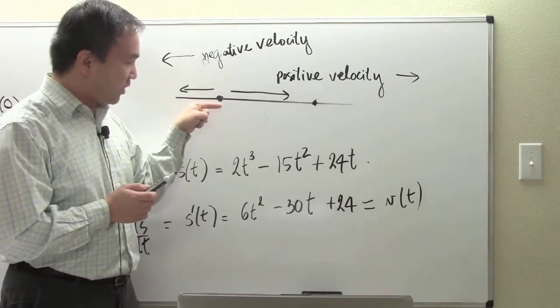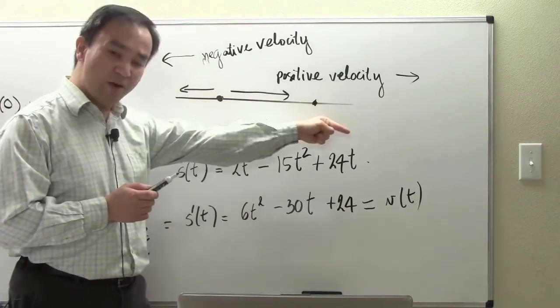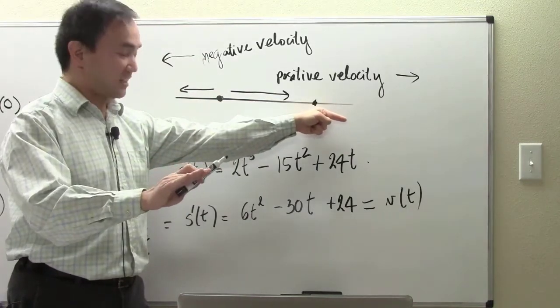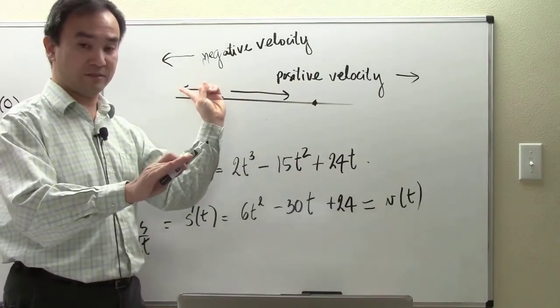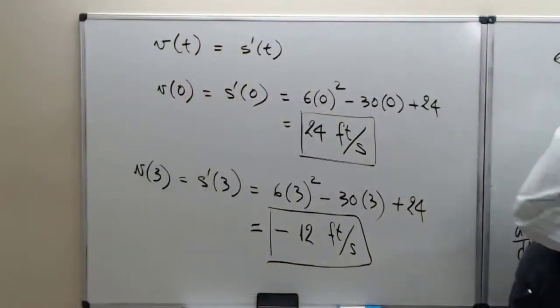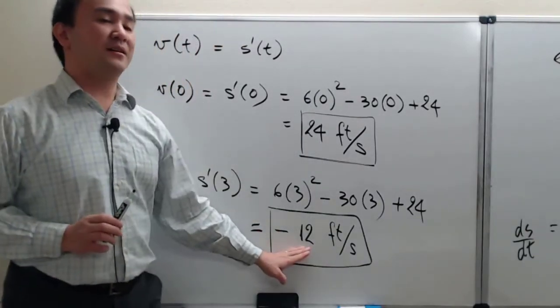So once again, the positive 24 earlier means the particle started to travel that way first. Then at some instance, it's going to switch its direction and go back. That's what the negative 12 here is for. Okay?